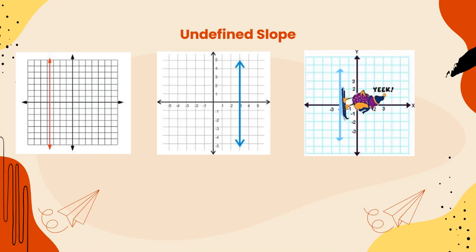Okay, now undefined slope. Undefined slope, say what? Okay, so an undefined slope is a vertical line. Vertical lines do not have a slope. The slope is undefined at that point. So let's think about this.